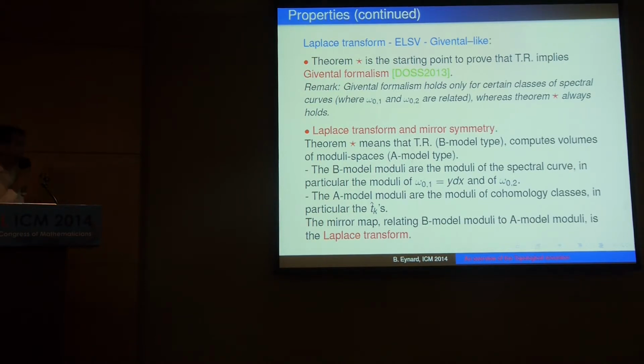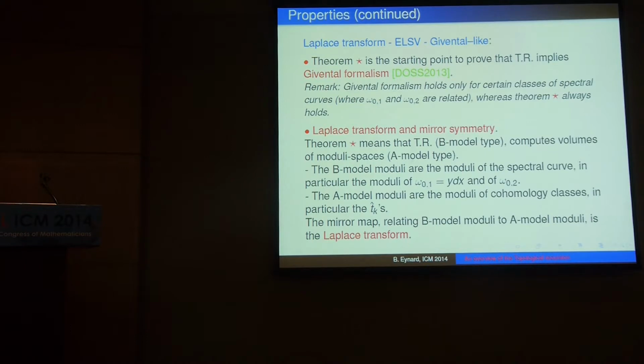On the A model, we have the moduli space, and the moduli are the coefficients in the cohomology classes. So they are the t hat k, basically. And the two are related by Laplace transform. So in some sense, you can say that mirror symmetry is similar to Laplace transform. Many other authors have claimed that, but here it's quite explicit.